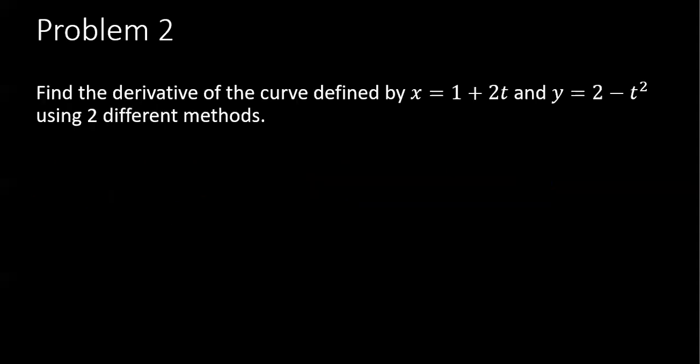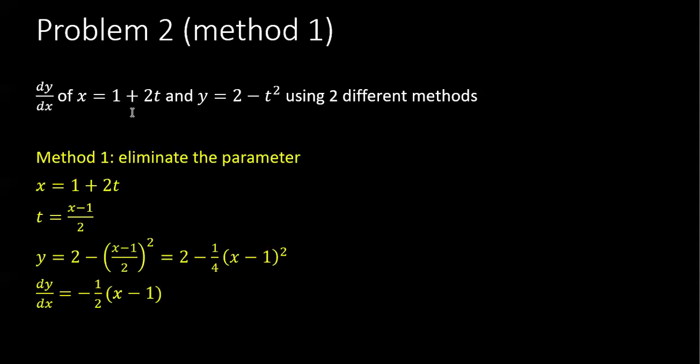Number two, find the derivative of the curve defined by x is 1 plus 2t and y is 2 minus t squared using two different methods. Okay, so we can eliminate the parameter. The parameter is t. We can write y as a function of x, actually. So we solve for t in the x equation. So t would be x minus 1 divided by 2. And therefore, we can plug this definition of t into our y. So it becomes 2 minus parentheses x minus 1 over 2 squared. And if we simplify it, it would be 2 minus a fourth times x minus 1 squared.